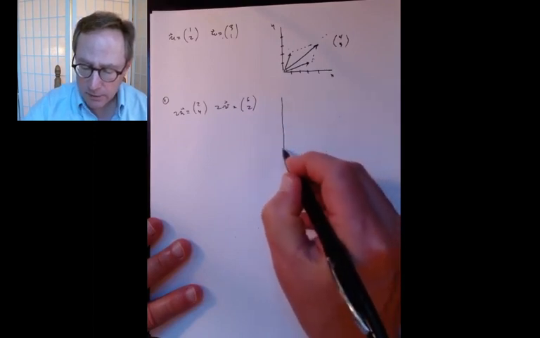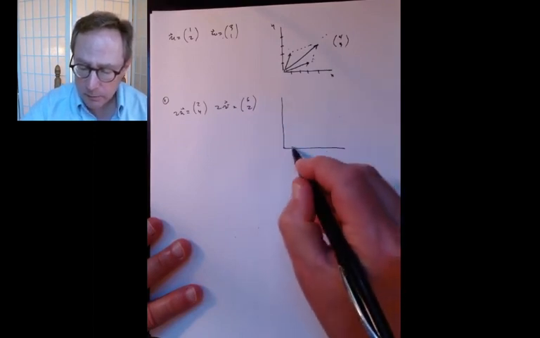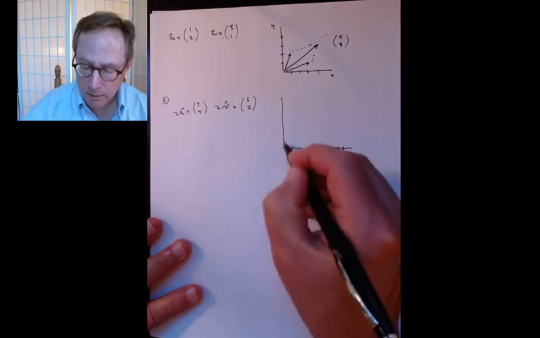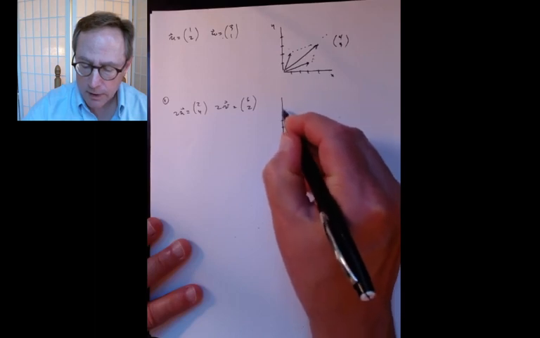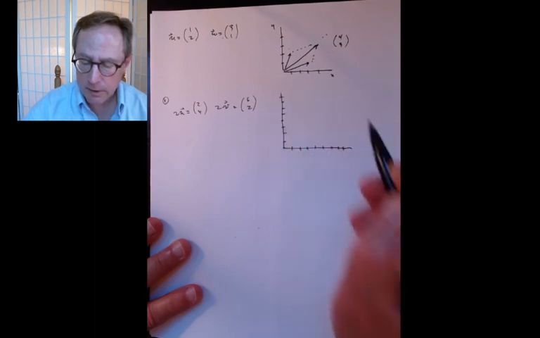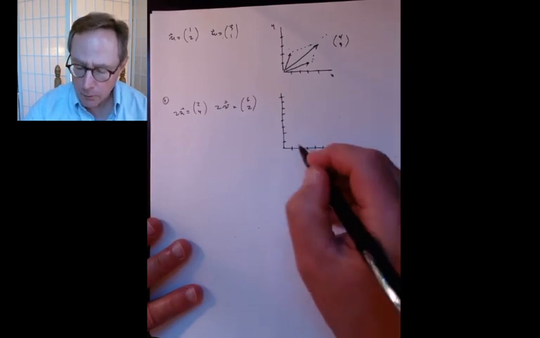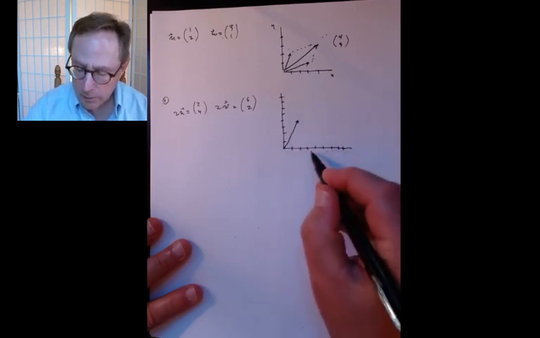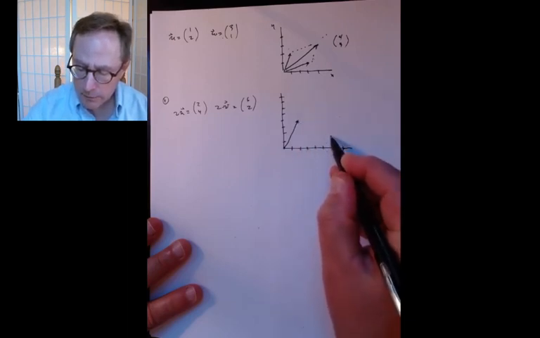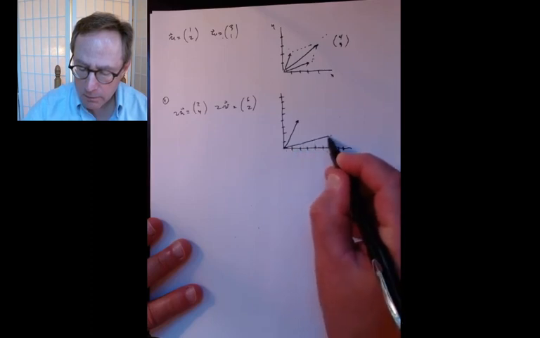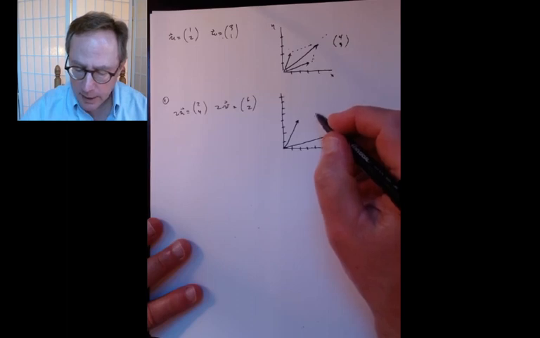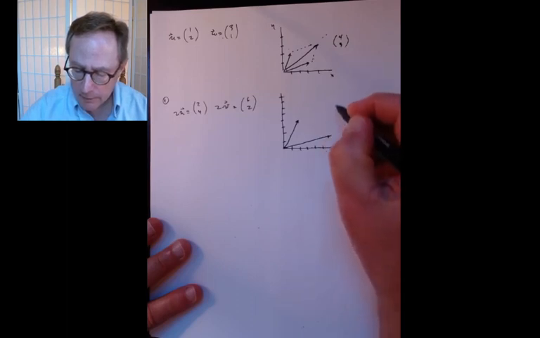So instead of going to 4, I've got to go here. So 1, 2, 3, 4, 5, 6, 7, 8. Okay, (2, 4), and (6, 2). And when you add them together, (8, 6).